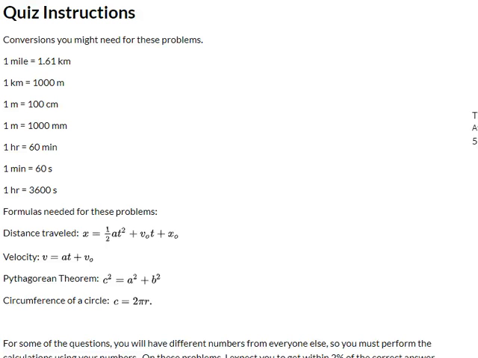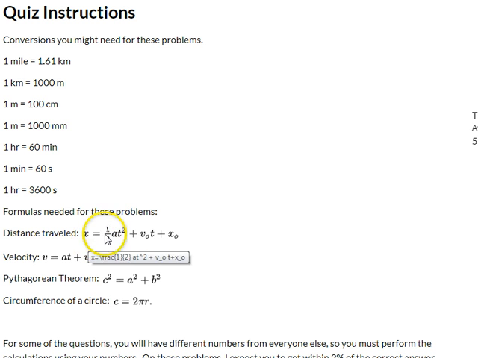Now that you've had a chance to try it a time or two, we're going to do a walkthrough on homework 2. All right. Here are the important bits at the top and the instructions. The conversion factors: 1 mile is 1.61 kilometers, a kilometer is 1,000 meters, an hour is 3,600 seconds, and then we have our formulas for the homework.